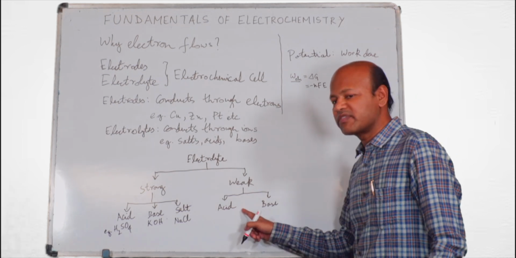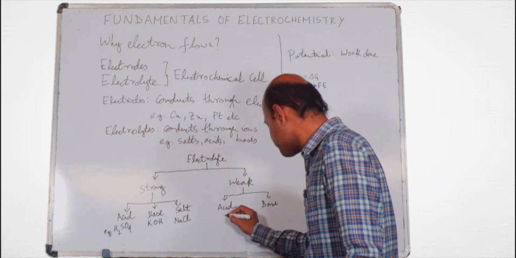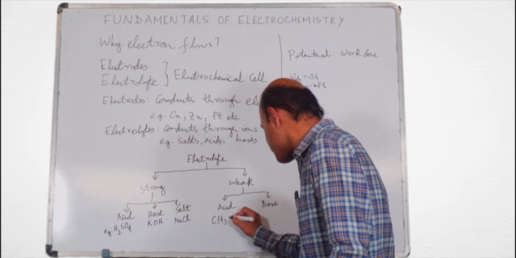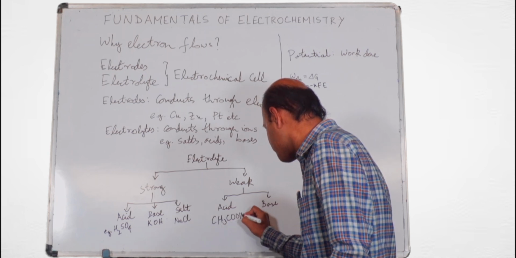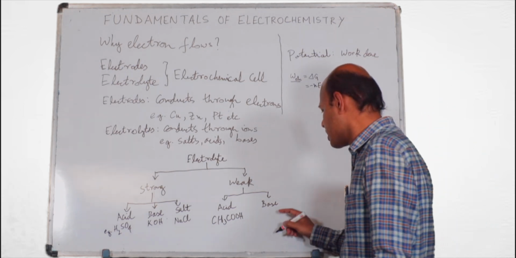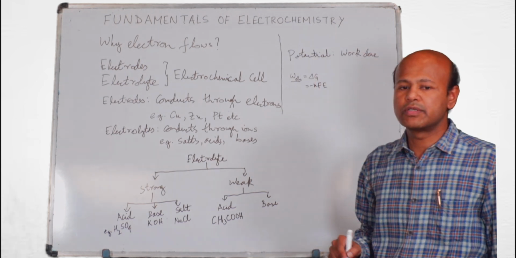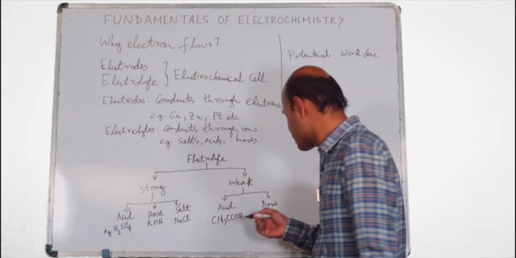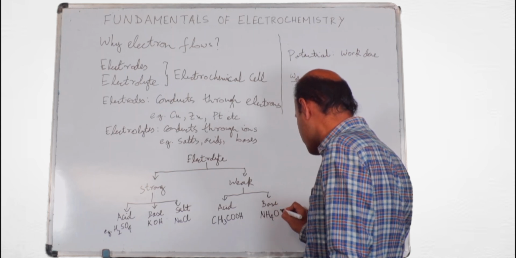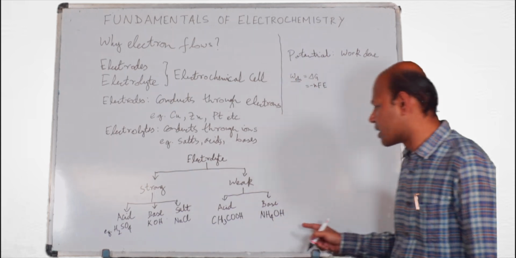An example of an acid which is a weak electrolyte is acetic acid. This acetic acid dissociates incompletely or partially. Its dissociation constant is very low. An example of a base which dissociates almost incompletely is ammonium hydroxide, or ammonia, you can say aqueous ammonia solution. So I gave one example for each.